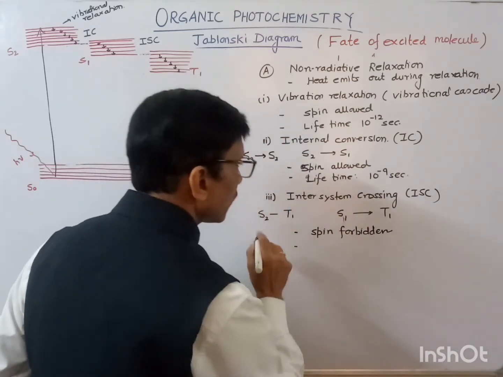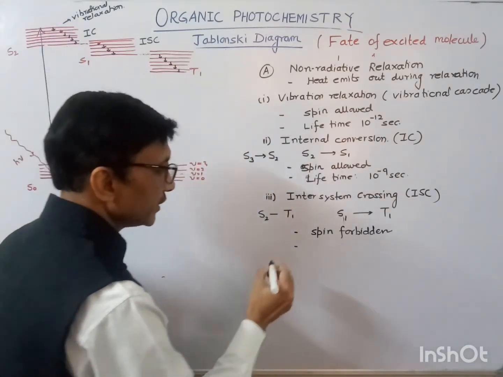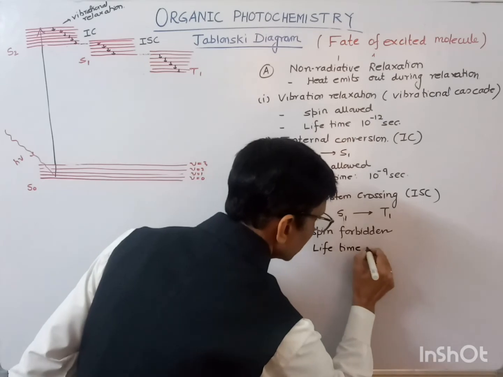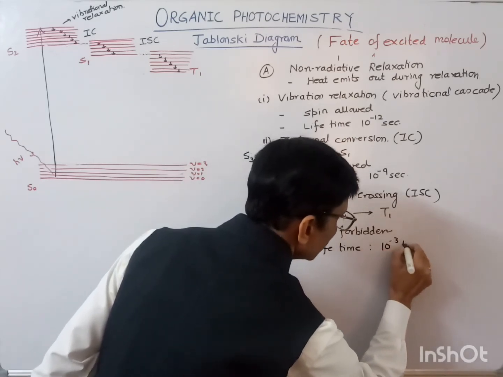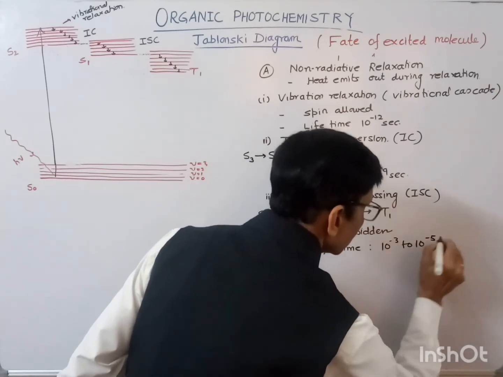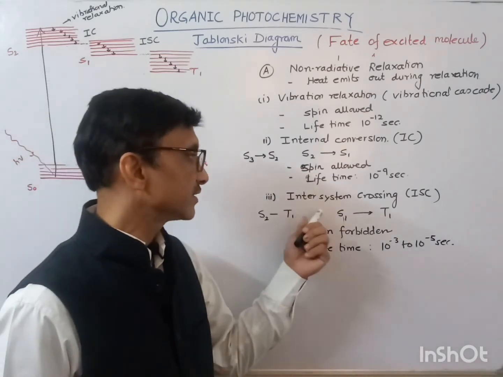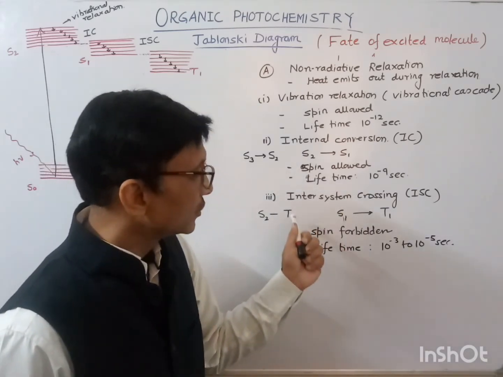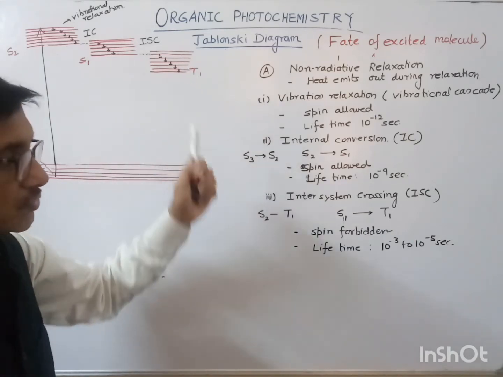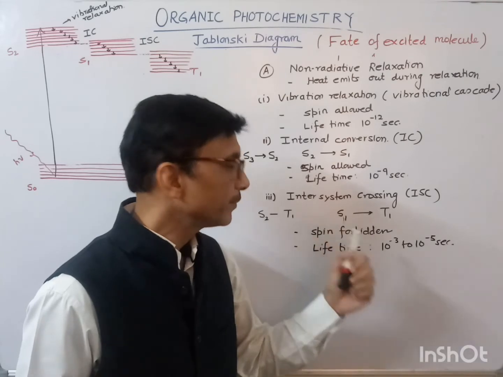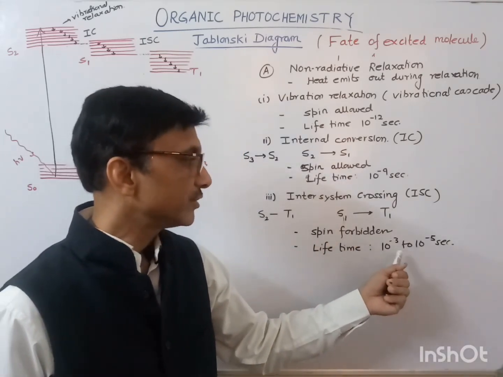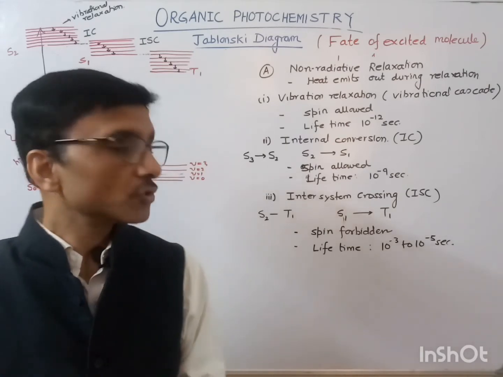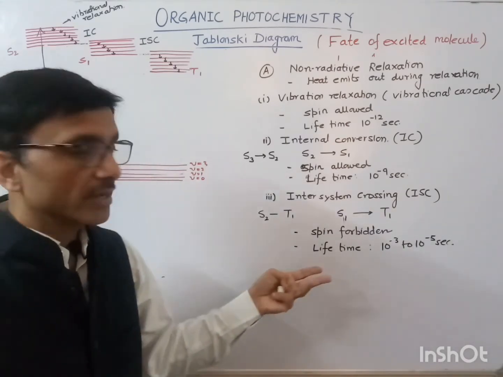And here the lifetime of T1 is very, very high. It is a longer lifetime: the lifetime of the T1 state is 10 to the power minus 3 to 10 to the power minus 5 seconds. So what is the driving force for this intersystem crossing, because it is a spin forbidden process, yet the electron crosses this barrier? The driving force is that the lifetime of the triplet state is very high, 10 to the power minus 3 to 10 to the power minus 5 seconds. Due to the higher lifetime of this triplet state, most photochemical processes occur via this state.